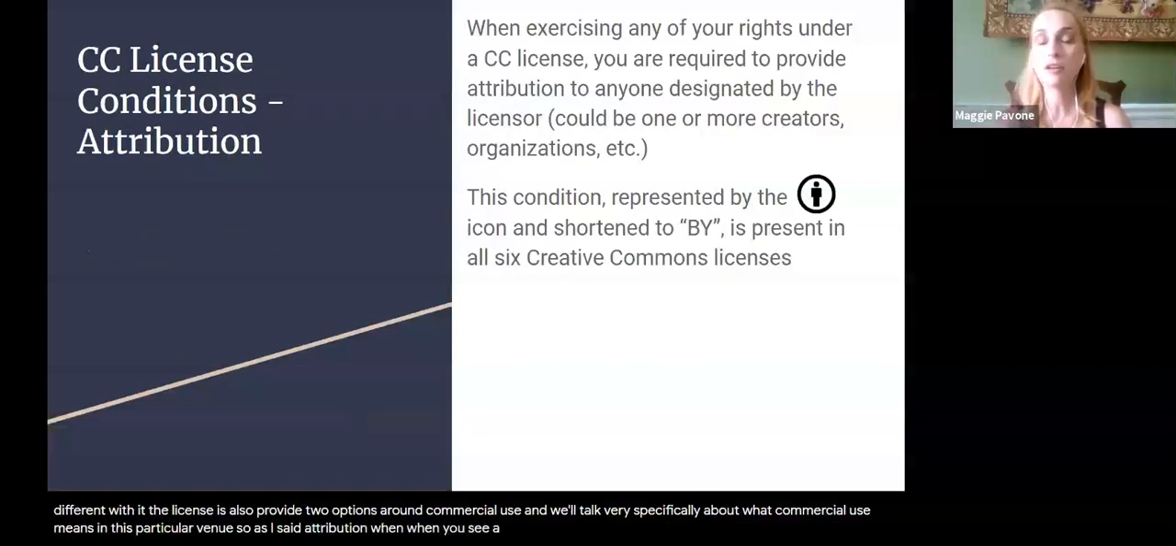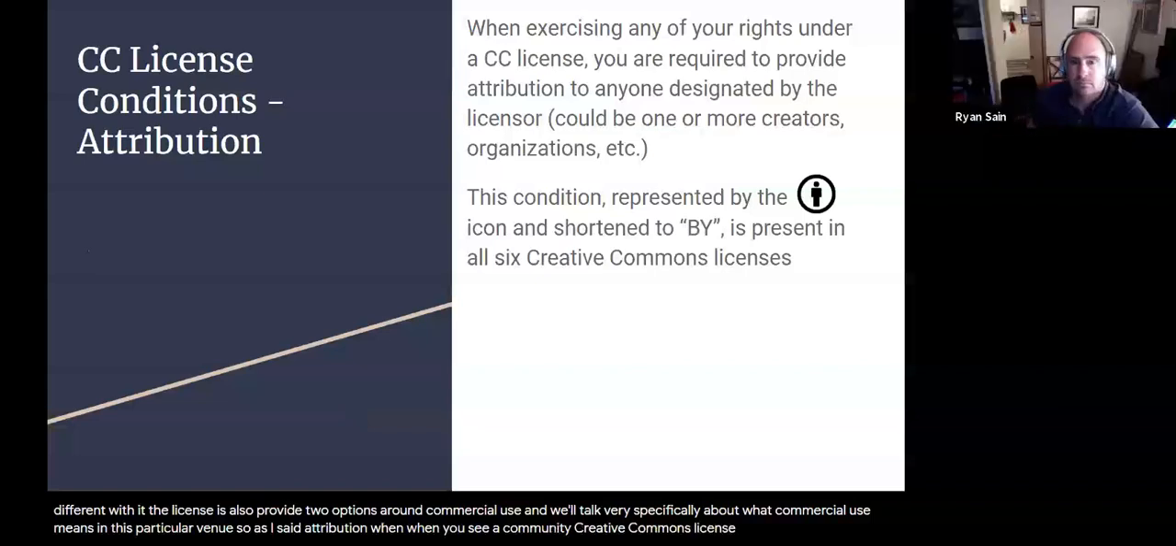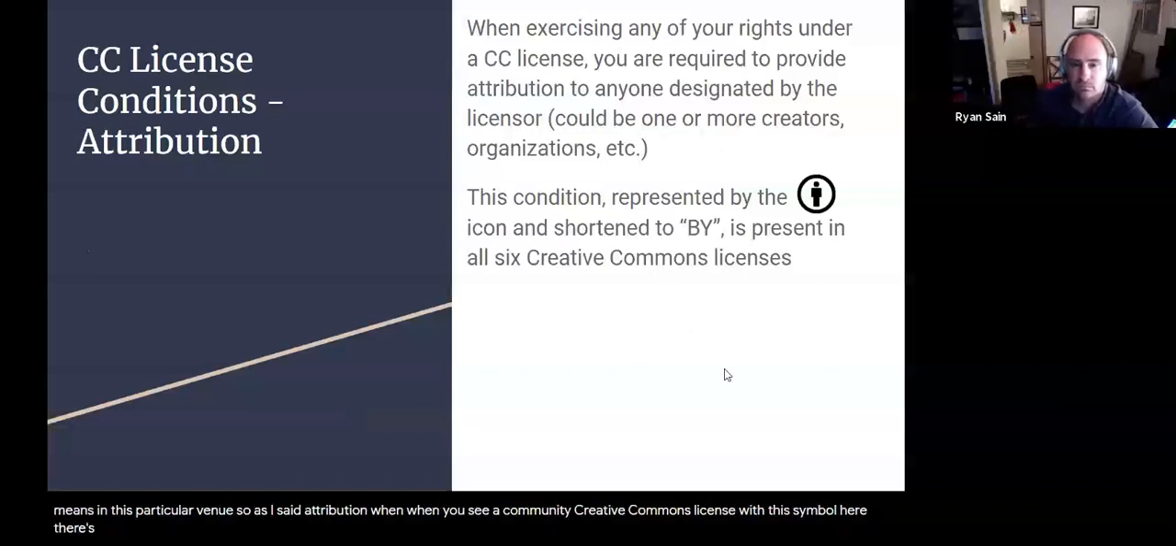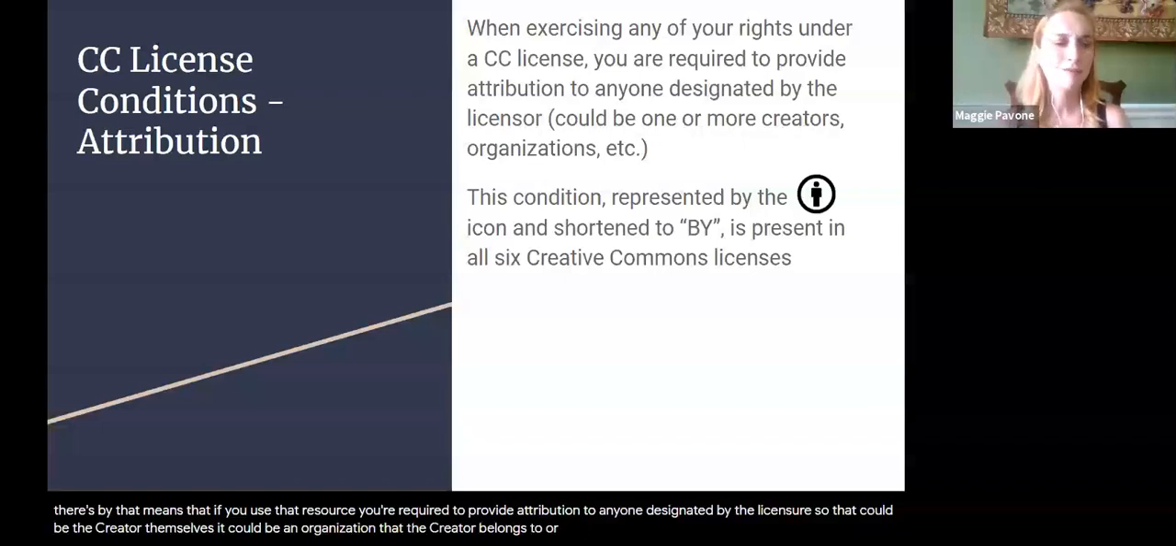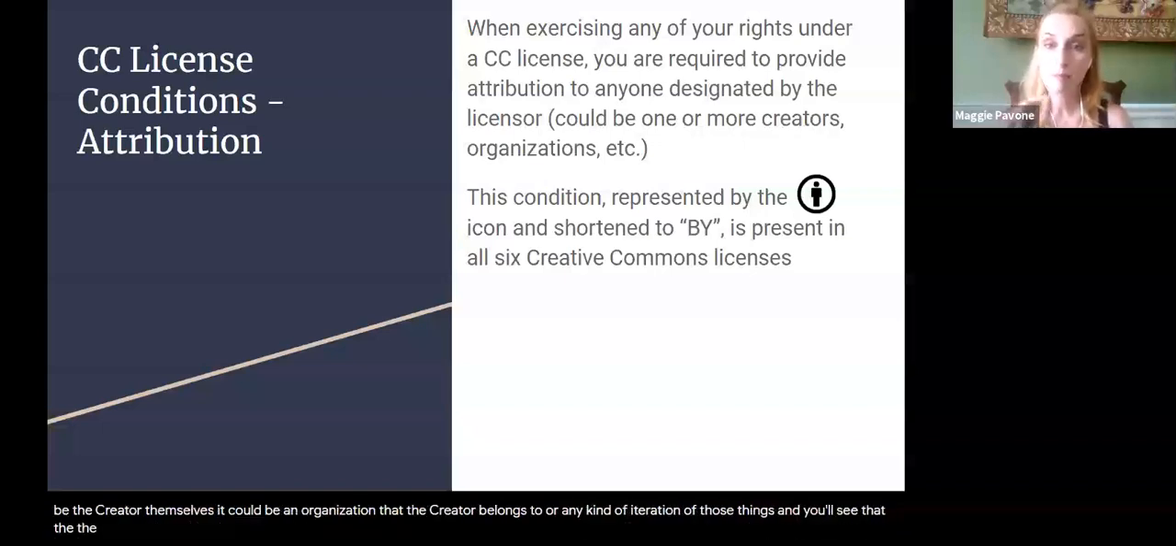So as I said, attribution. When you see a Creative Commons license with this symbol here, this BY, that means that if you use that resource, you're required to provide attribution to anyone designated by the licensor. That could be the creator themselves, it could be an organization that the creator belongs to, or any iteration of those things. And you'll see that the BY icon is present in all 6 of the Creative Commons licenses.